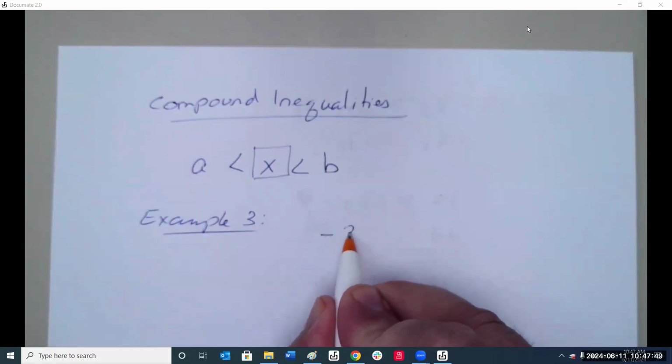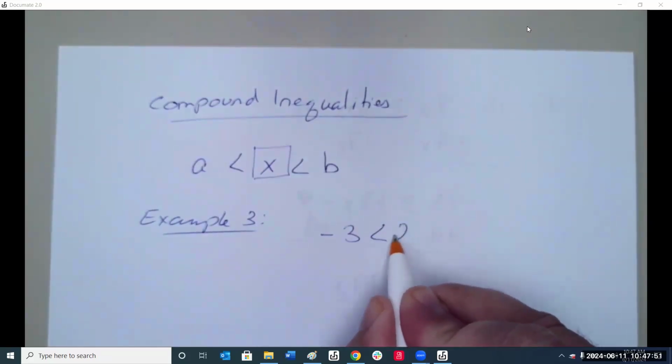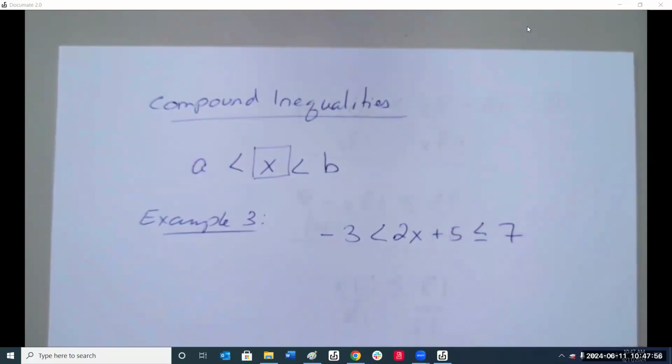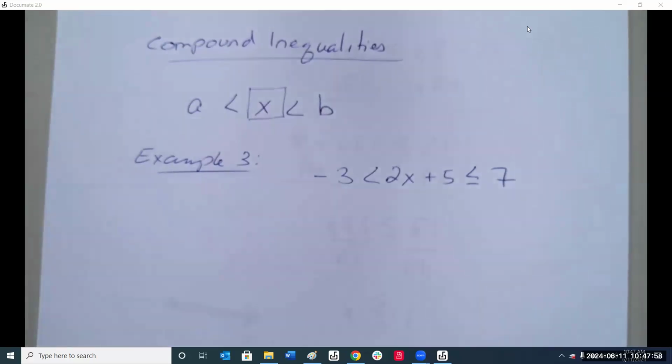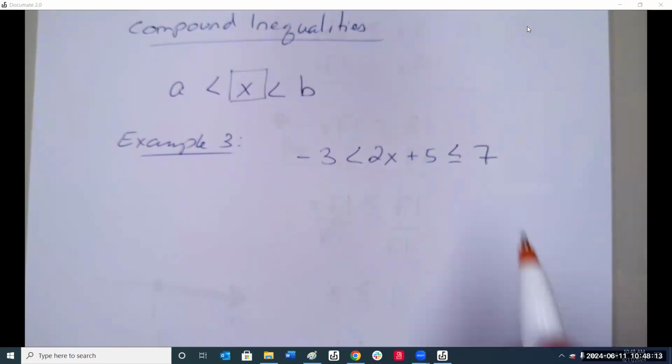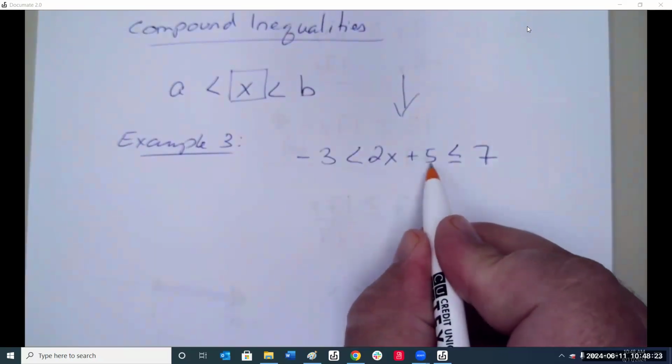Example 3. Negative 3 is less than 2x plus 5, less than or equal to 7. We're solving for X, right? So what do we have to get rid of first? Concentrate here. This tells you what you're supposed to do. That's where your X is. What do we do first? We're solving for X. We have to get rid of the 5. How?